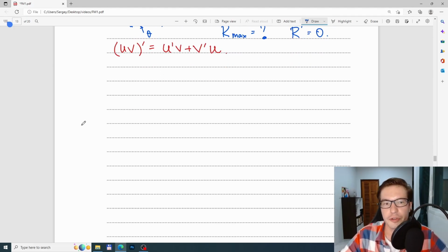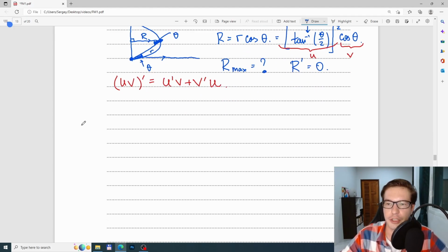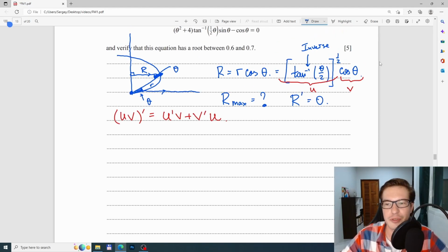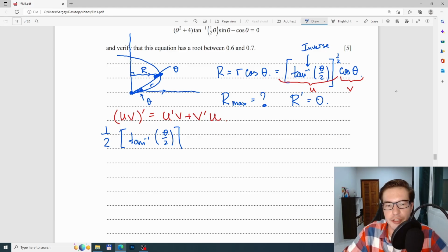Okay, let's go with u derivative. That's quite a lot of chain rules. So first I'm going to differentiate the power of 1 over 2. So it's 1 over 2 inverse tangent theta over 2, and then subtract 1 from the power. I got minus a half times, we're slowly getting inside, like derivative of the inner function.